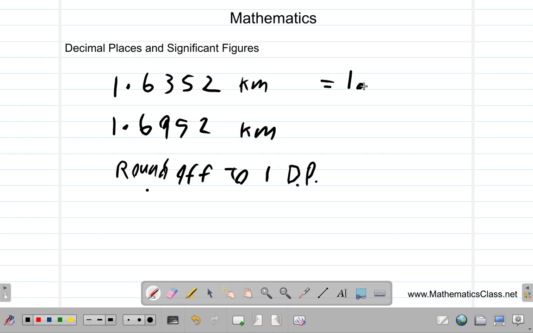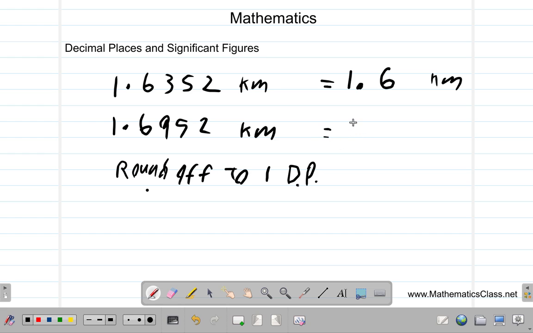1 decimal place means you look at the 6. 2 decimal places means you look at the 3, because you have 1, 2 decimal places to the right of the point. 3 decimal places, from the point, 1, 2, 3, so you look at the 5. You get the idea. So to one decimal place, you write 6, giving 1.6 kilometers.